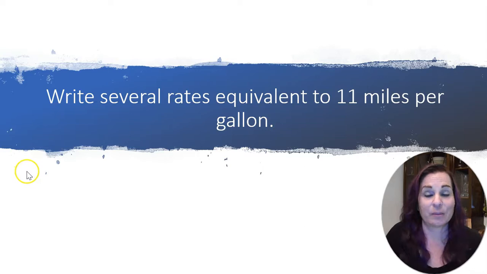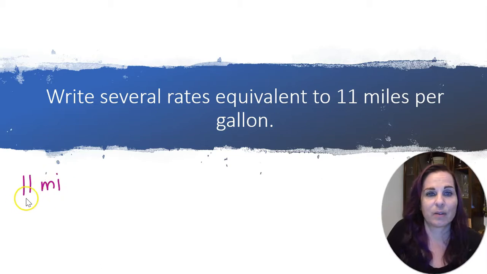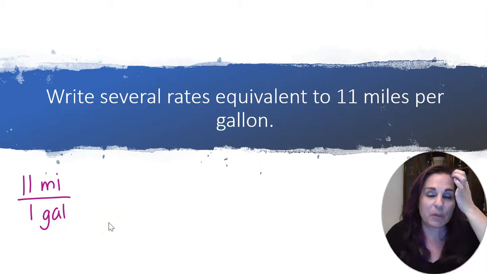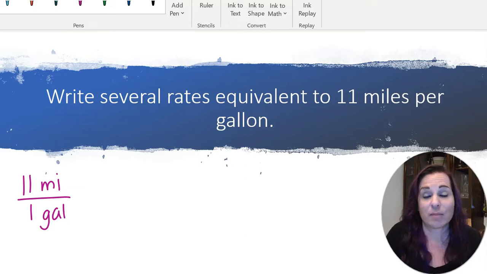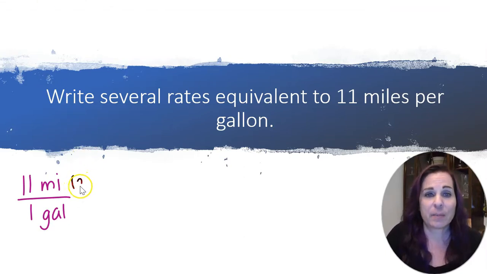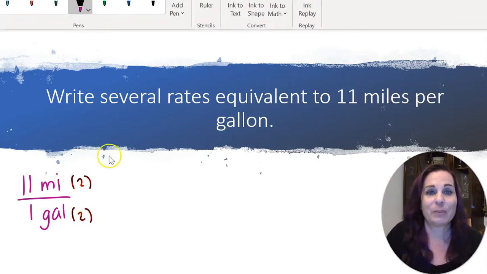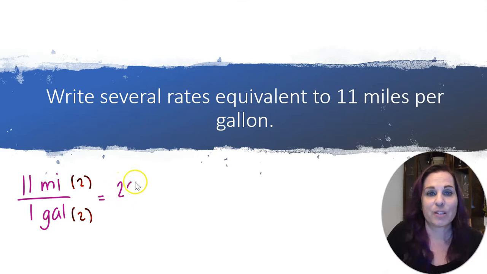So I'm going to write the rate that we're given, which is 11 miles per 1 gallon. And if I want to come up with an equivalent rate, then I just have to make sure I'm multiplying the top and the bottom by the same number. So let's try 2. If I multiply the top by 2 and the bottom by 2, then the rate that I would get would be 22 miles per 2 gallons.